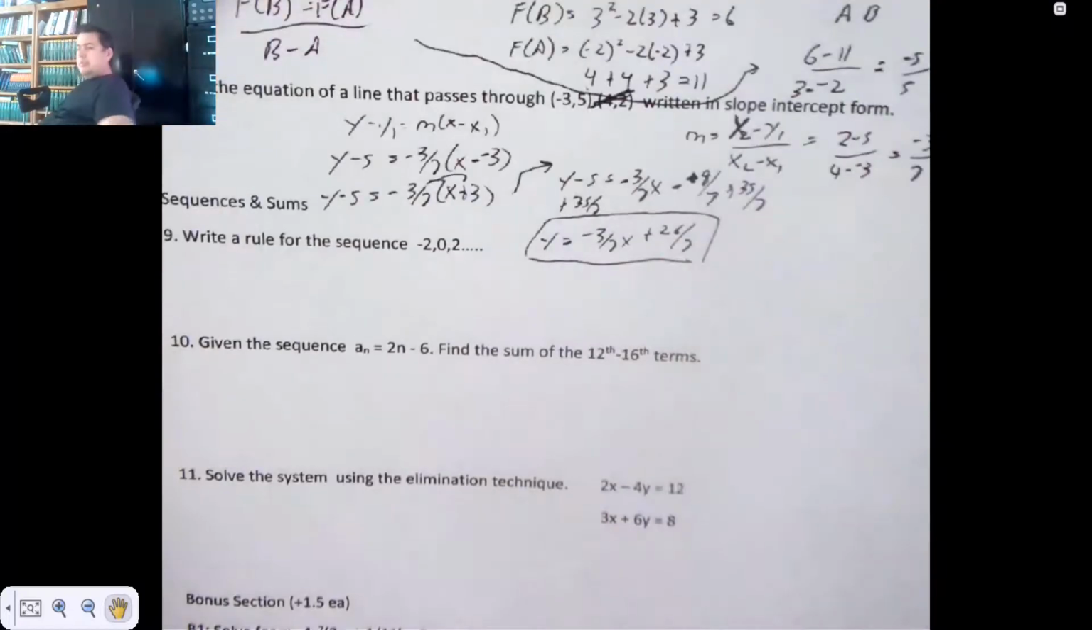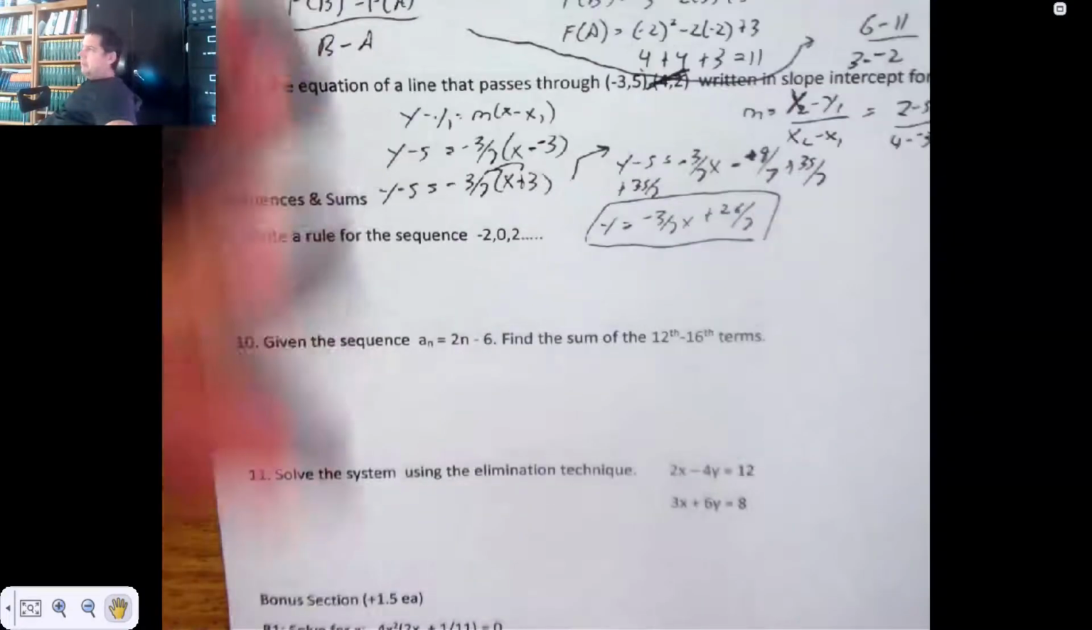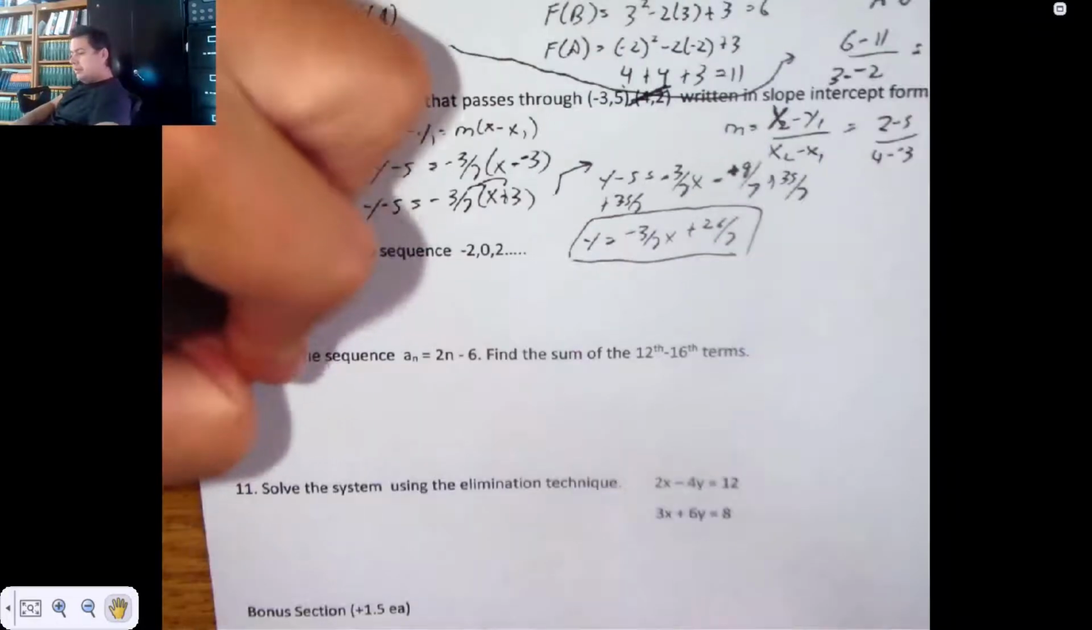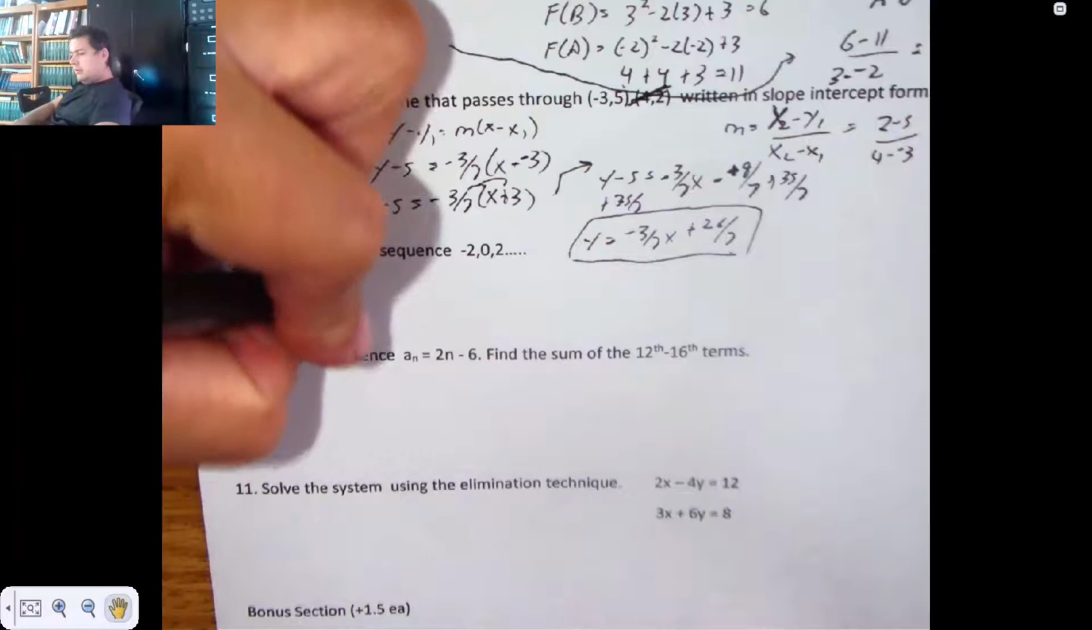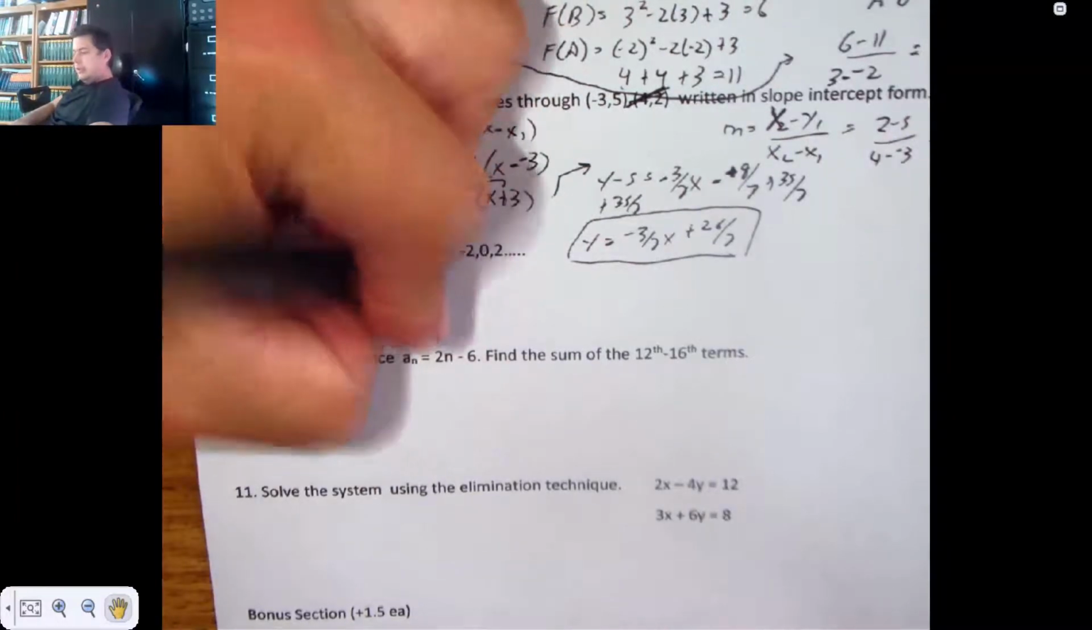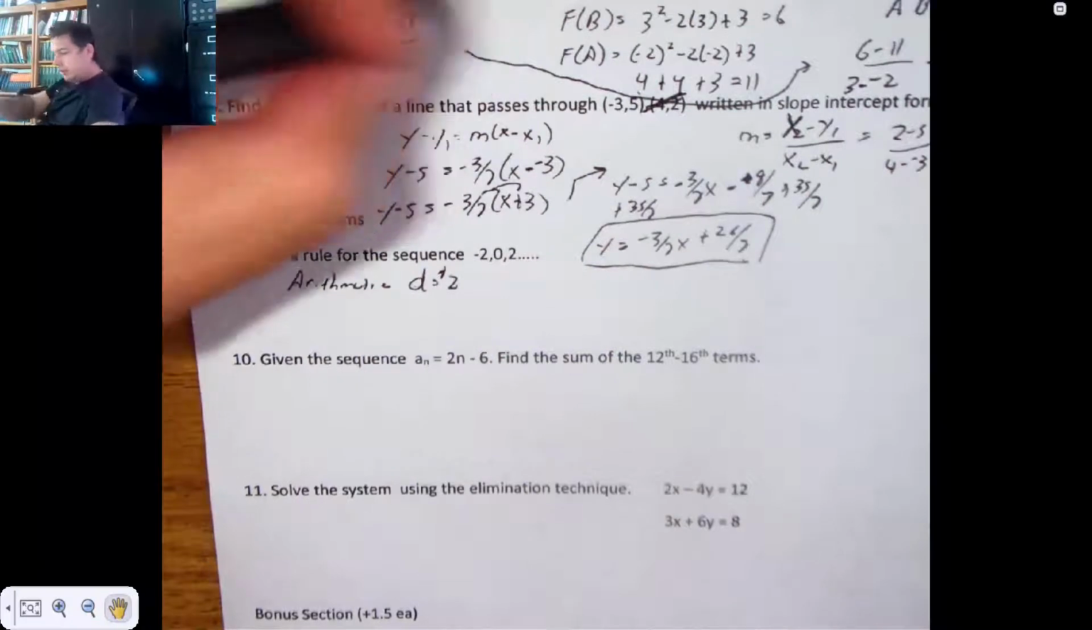All right, sequences and sums, something I've kept off your last couple of tests. I know it bothers some of y'all. Write a rule for the sequence -2, 0, 2. Now, what I notice is it's arithmetic. The difference is +2. I'm adding 2 as I move on and on and on.